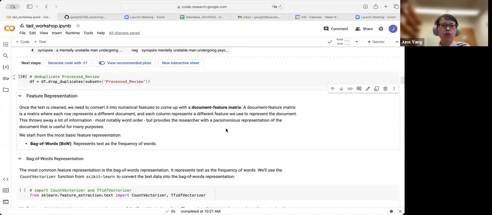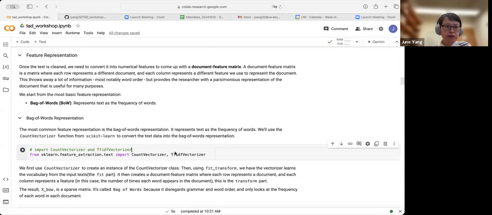And this term can be a word, or a phrase composed of 2 words, 3 words, depending on how we define it. But the goal is to represent our corpus as this DFM, or document term matrix, and then prepare it for the next step of processing. We start from the most basic feature representation, where we have rows and columns in our matrix, and the value of each cell represents the frequency of words. So let's see how we do it.